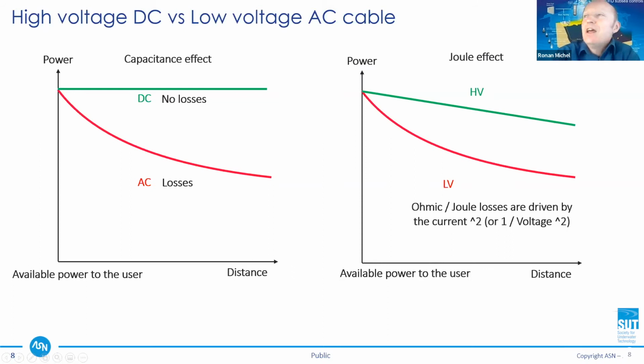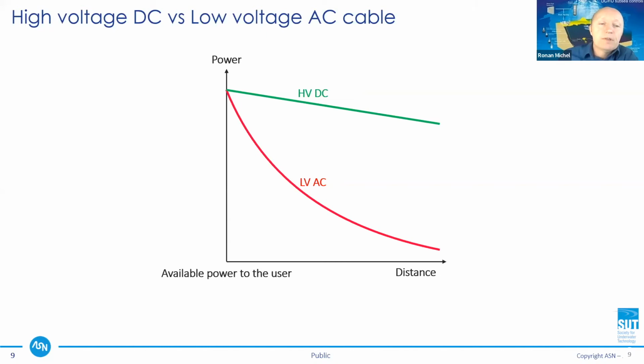A DC cable has basically no frequency, so we don't have capacitance losses. Now, in every cable, you have losses due to the Joule or ohmic effect, which is driven by the square of the current, or the inverse of the voltage. So the higher the voltage, the lower the losses. This is why there are high voltage lines from the nuclear plants to the big cities. And now, if you combine the capacitance and the high voltage, indeed you further increase the losses of a low voltage AC cable compared to a high voltage DC cable.